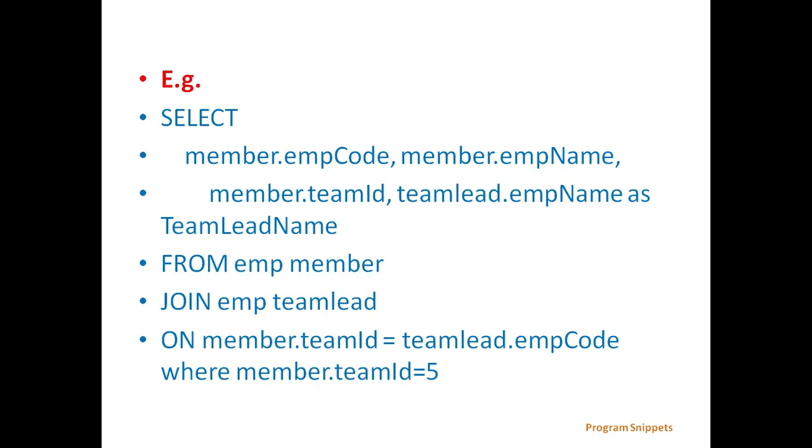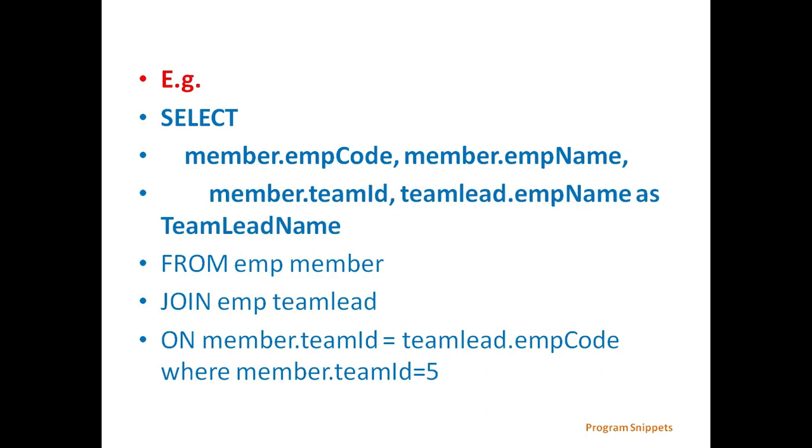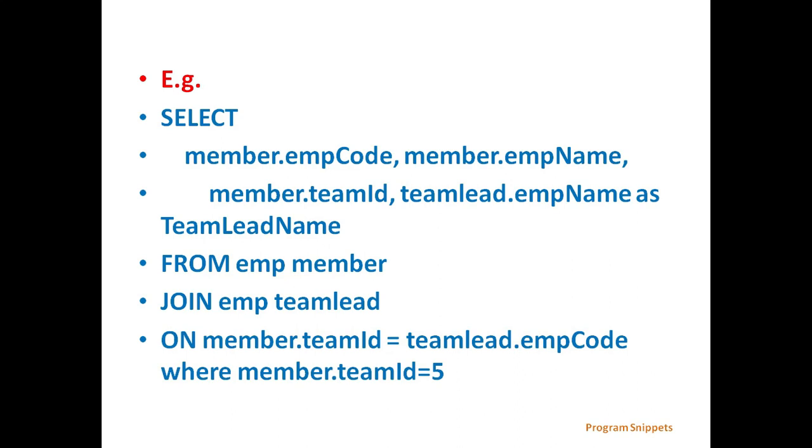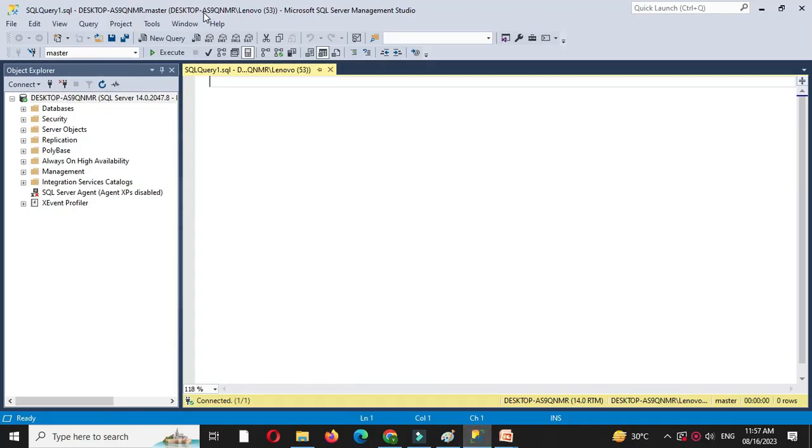Another example is: select member.emp code, member.emp name, member.teamid, teamlead.employee name as teamlead name from emp alias name as member, join emp alias name as teamlead on member.teamid equal to teamlead.employee code where member.teamid equal to 5. Now we'll execute these queries in SQL Server.